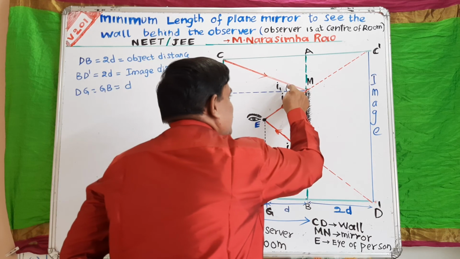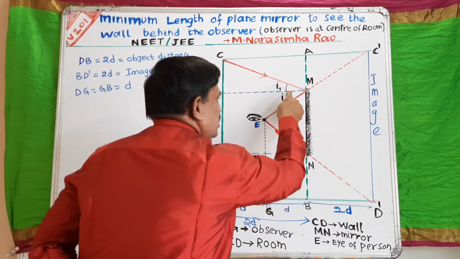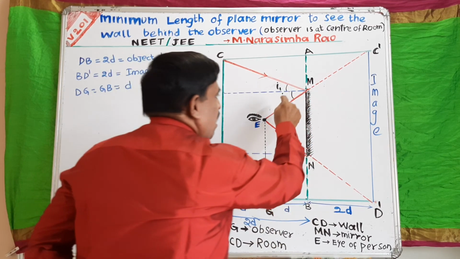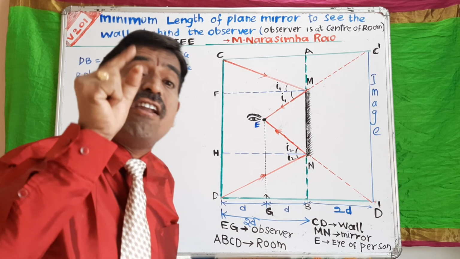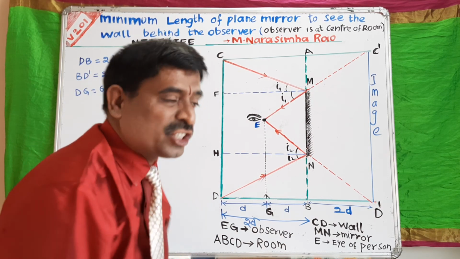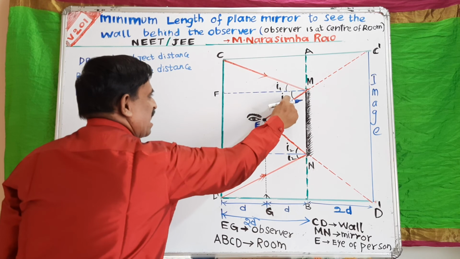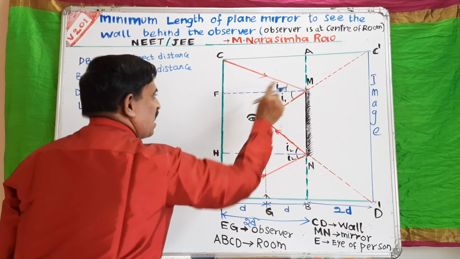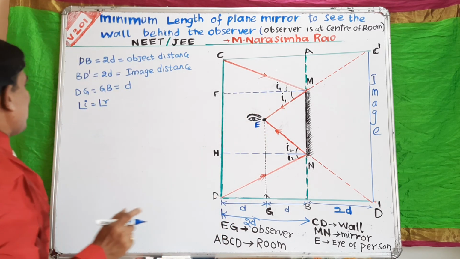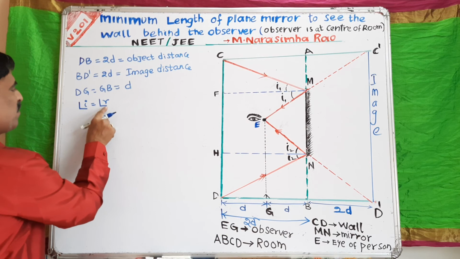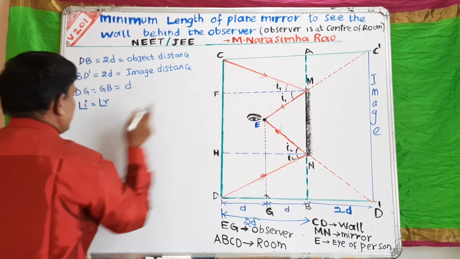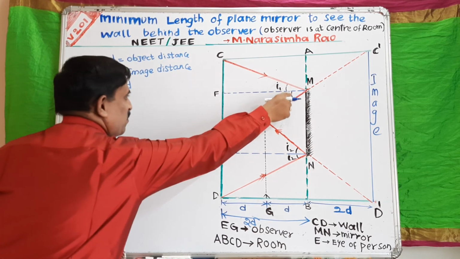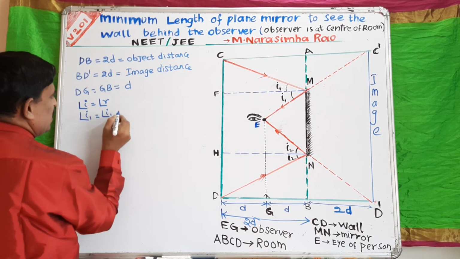If the angle of incidence is 30 degrees, the angle of reflection is also 30 degrees. If the angle of incidence is 40 degrees, the angle of reflection is also 40 degrees. Angle of incidence and angle of reflection both are equal. If this angle is I1, then this angle is also I1.